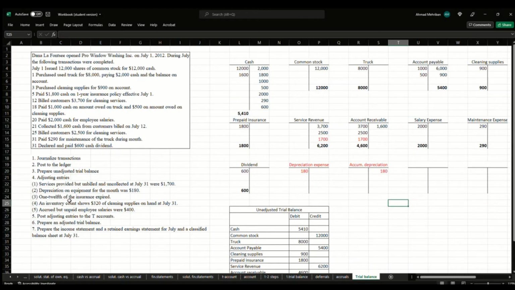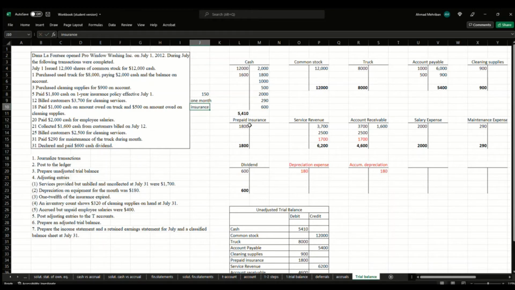Next, 1/12 of the insurance expired. If you remember, we had prepaid insurance before in the original entries, but 1 month of this 1,800, which was paid for 1 full year, has expired. One year's worth of insurance, let me show you the calculation, divided by 12 is 150 per month. This is 1 month's insurance.